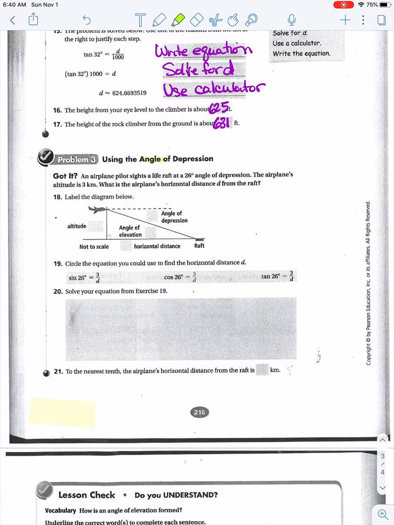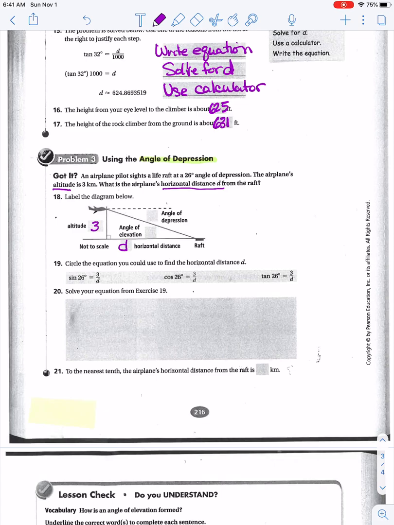All right, up next, angle of depression. So an airplane pilot sights a life raft at a 26 degree angle of depression. The airplane's altitude is 3 kilometers. What is the airplane's horizontal distance from the raft? Okay, so let's put this into a picture. The altitude is 3. The horizontal distance, we don't know, and they suggested calling that D. So horizontal distance, D.